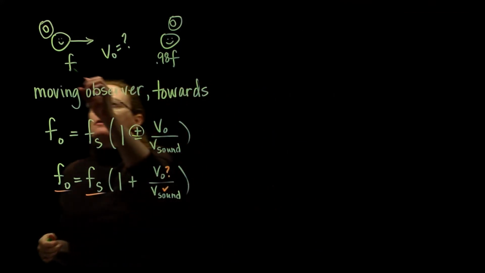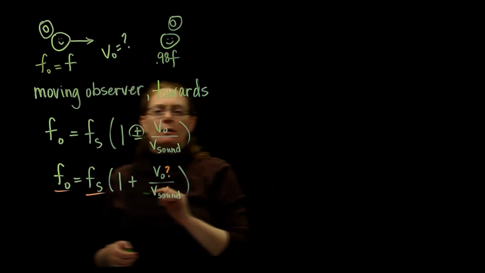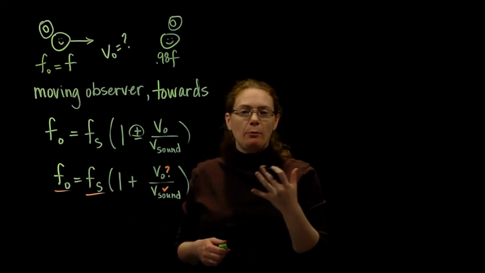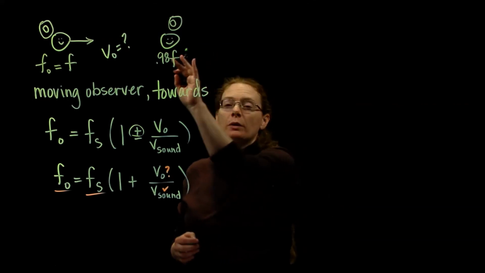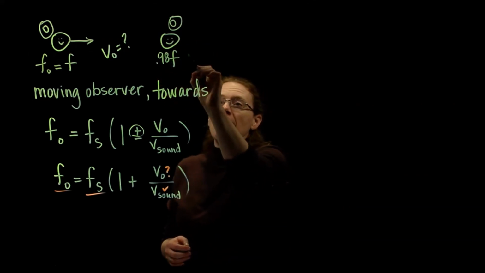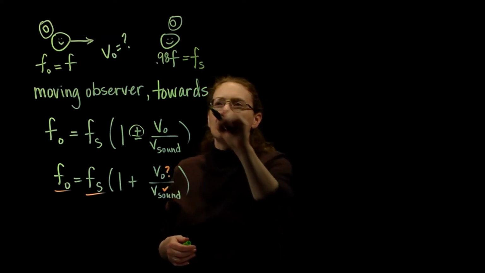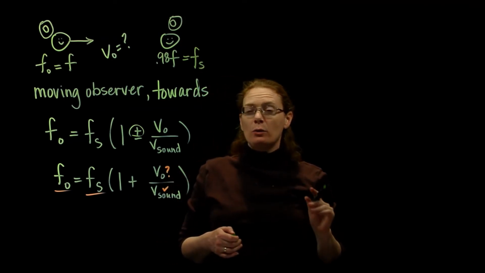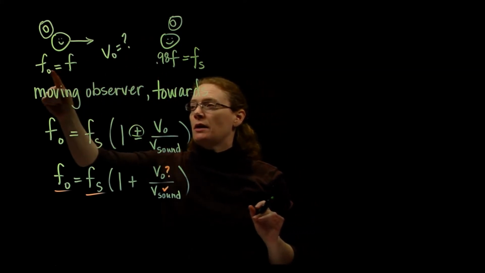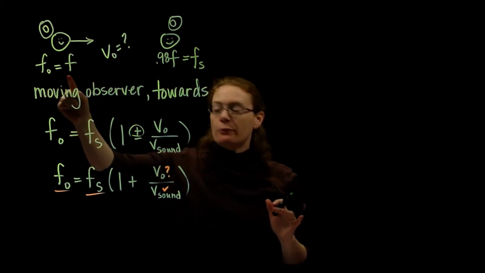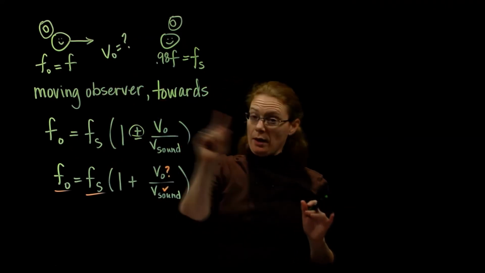This is the observed frequency when I'm moving. That's the frequency I'm hearing when I'm moving, the observed frequency due to the Doppler shift. When I'm holding still, that is not shifted at all. That is the frequency of the source. So I know the frequency of the source is 0.98 F, and I know the frequency when it's shifted, the observed frequency, is just F. I can relate those two together.